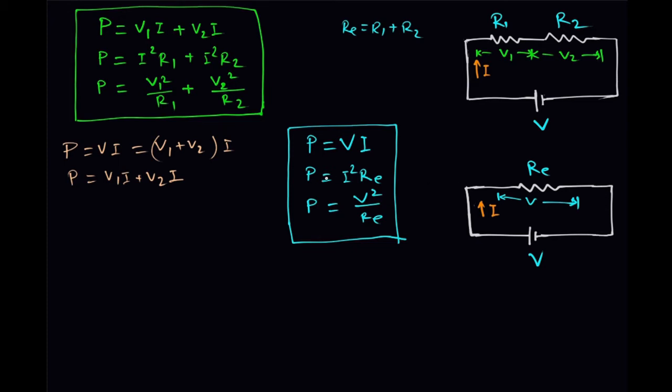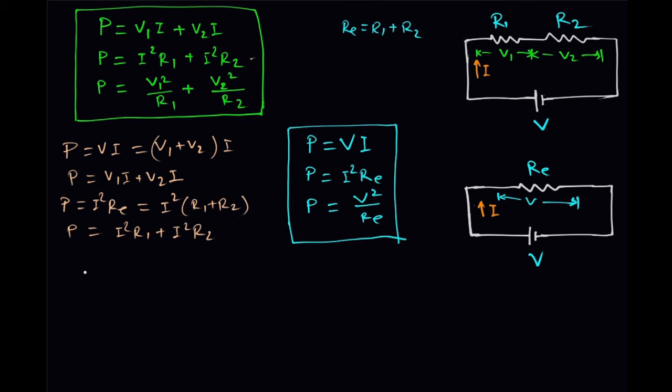Similarly if we start from this one or this one, let us start with this. Okay, we will do it. P is equal to I square RE. These are very straightforward. RE is R1 plus R2. P is equal to I square R1 plus I square R2. I square R1 is the power consumed in this resistance and I square R2 in this resistance. That is what we started from here and we arrived at this equation. Similarly we can start with this and we will arrive there. Let us do it.